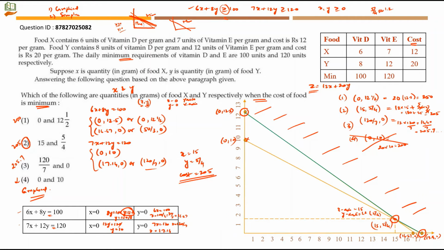Now we will proceed with the simplex method to solve the same problem, and let's check how we end up with the x value and the y value along with the cost value. So z is equal to 12x plus 20y. Then we have constraints 6x plus 8y greater than or equal to 100. Then we have 7x plus 12y greater than or equal to 120. Then we have x, y greater than or equal to 0. So we will start. The ultimate aim of this z is to find the cost of food whichever is minimum. So this is a minimization problem, as we derive from the question.